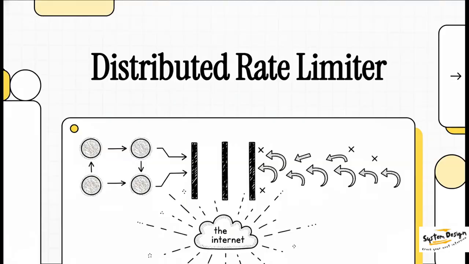All right, let's get right into it. Today, we're going to break down the design of a system that is absolutely crucial for keeping the internet stable and fair for everyone. We're talking about a distributed rate limiter.